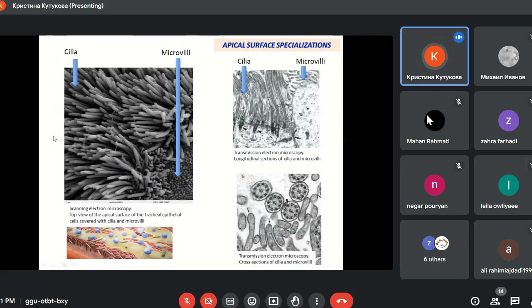Here on the left picture you can see the scanning electron microphotograph of the apical surface of tracheal epithelium. So here you can see that some cells have long cilia upon their surface, while other cells have shorter microvilli.